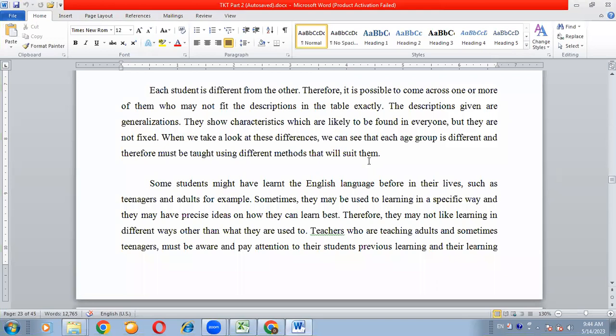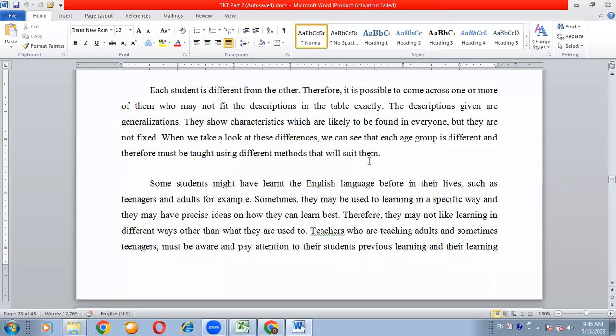Sometimes, such as teenagers and adults, for example, they may be used to learning in a specific way and they may have precise ideas on how they can learn best. Teenagers ලා ගත්තා එයාලට idea එකක් තියෙනවා, කොහොමද මම හොඳින් ඉගෙන ගන්නේ කියන්නේ. Therefore, they may not like learning in ways different from what they are used to. සමහරක් අයට කැමති නෑ එයා ඉගෙන ගත්ත ක්‍රමයේ එහාට.